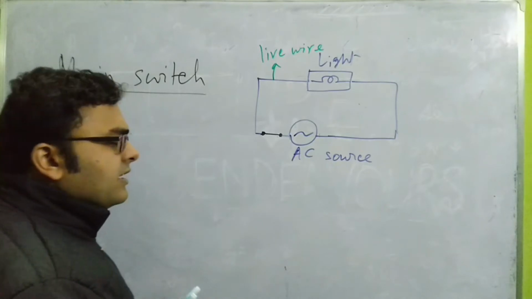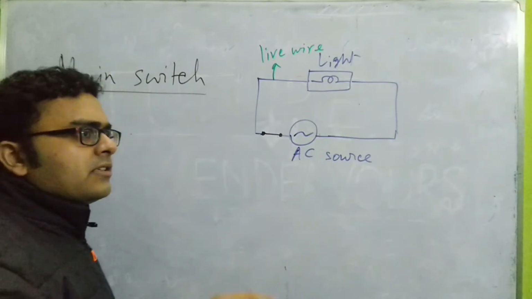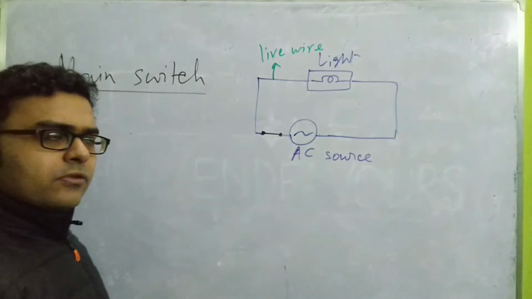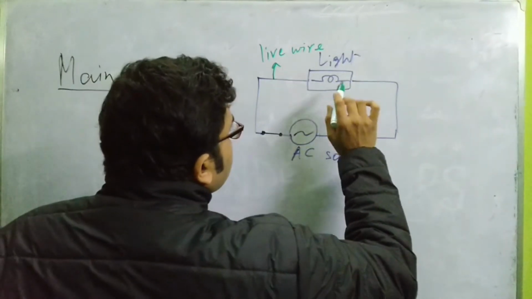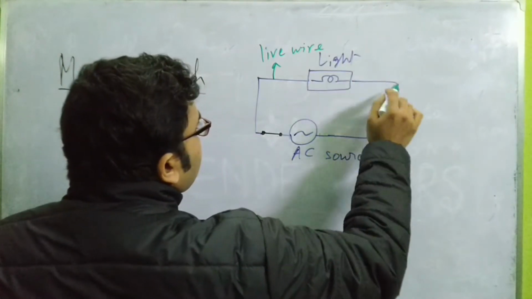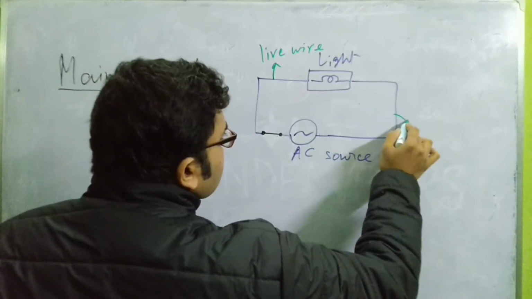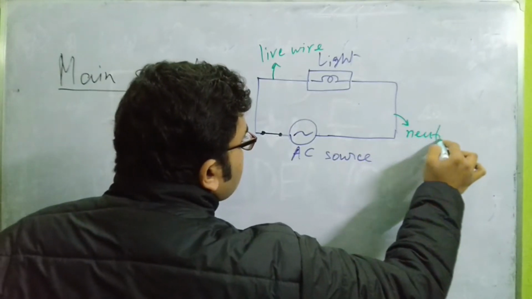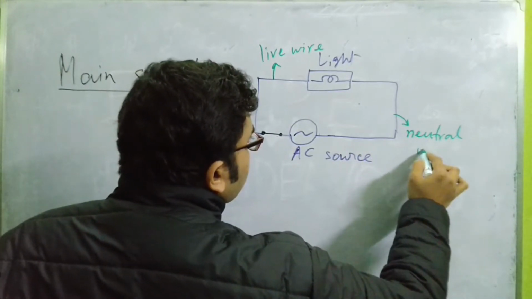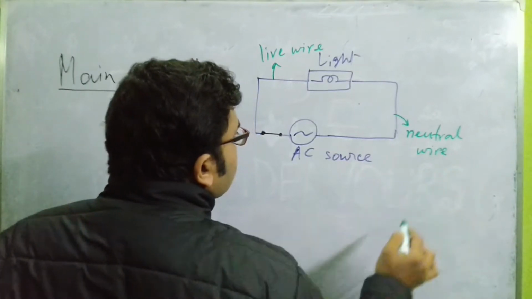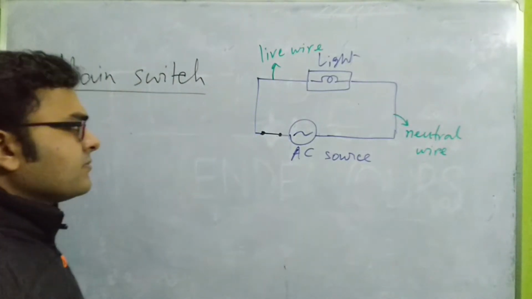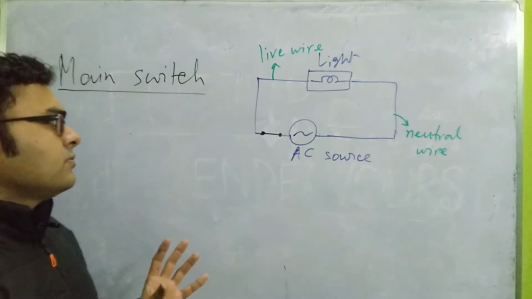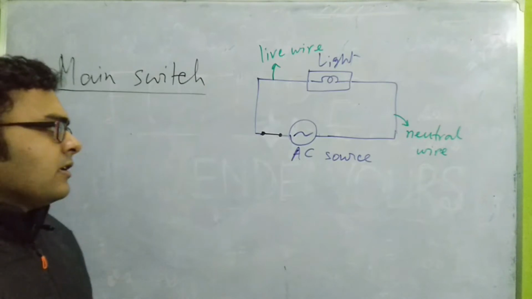The current then again needs to return back so that it forms a complete path so that the current of the electrons can flow. Now this wire that takes the current back from the appliance to the source is called the neutral wire. So these are the two types of wires that we will be coming across while we will be discussing household wiring. I am just briefly introducing you to the concept of the live wire and neutral wire.